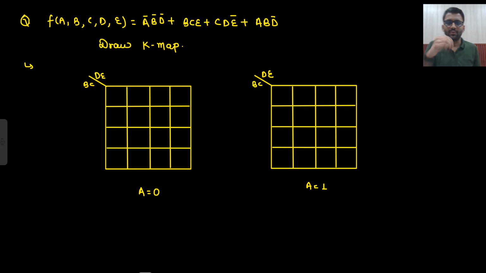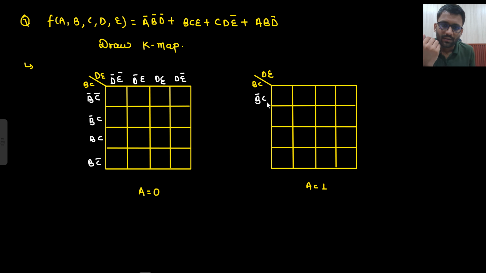Okay. So did you attempt this question? So what we need to do? We need to plot. So let's do B bar C bar, B bar C, BC, BC bar, and D bar E bar, D bar E, DE, DE bar. Here also B bar C bar, B bar C, BC, BC bar, D bar E bar, D bar E, DE, DE bar. Okay. I need to plot.